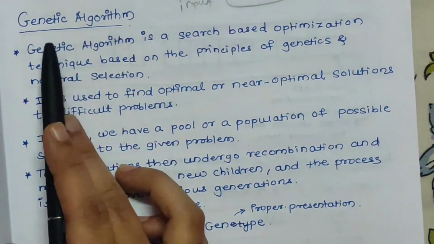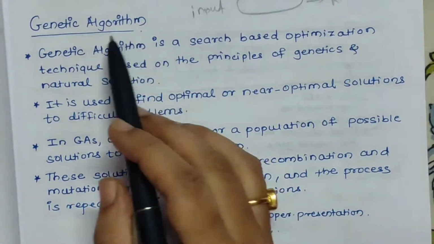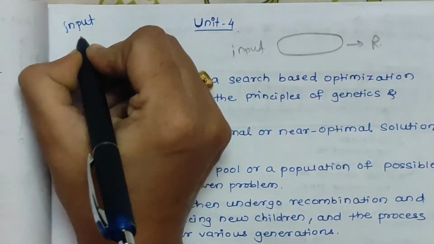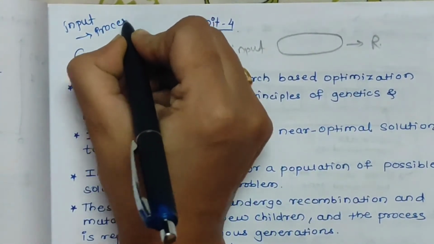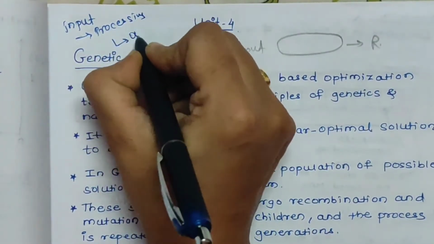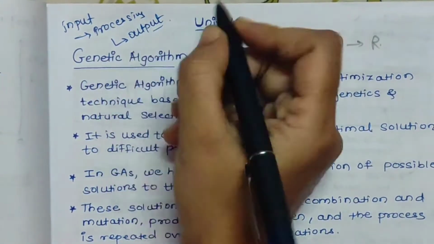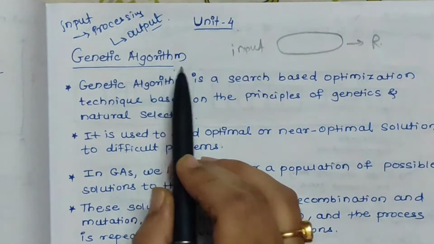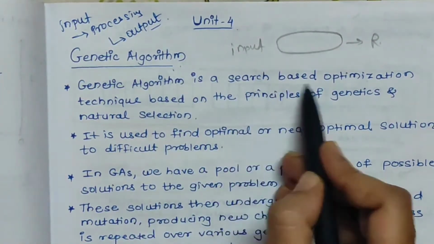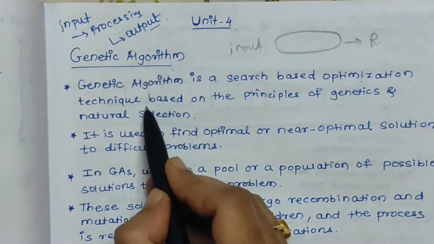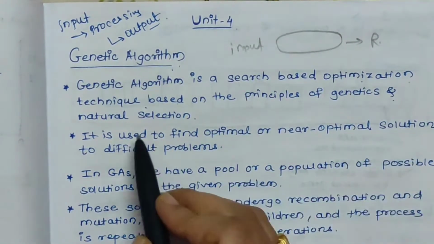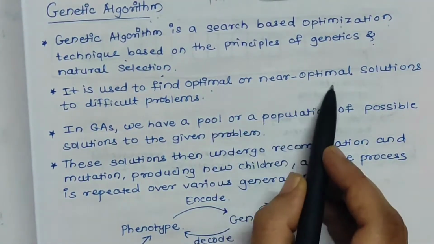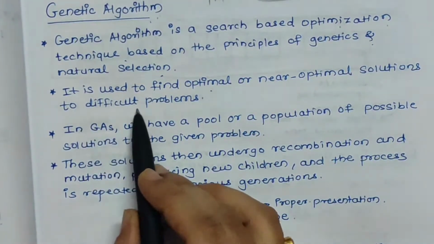In this video, we will discuss genetic algorithm. Generally, we use algorithm to find some solution. We have some input, we perform some processing on it, and we get some output. But in case of genetic algorithm, we are not using it to find some solution, but we are using genetic algorithm as a search-based optimization technique. And it uses principles of genetics and natural selection. It is used to find optimal or near optimal solution to difficult problems.